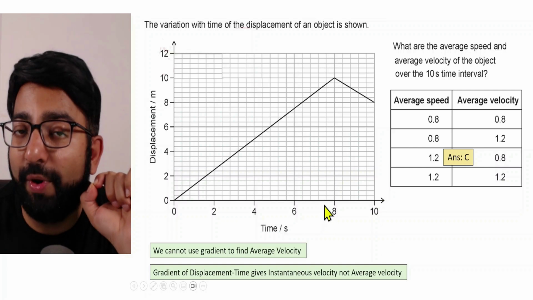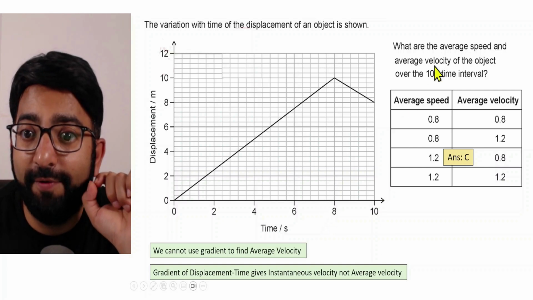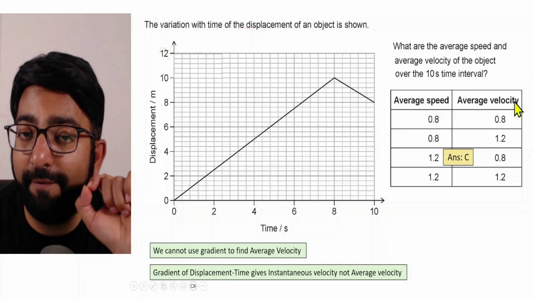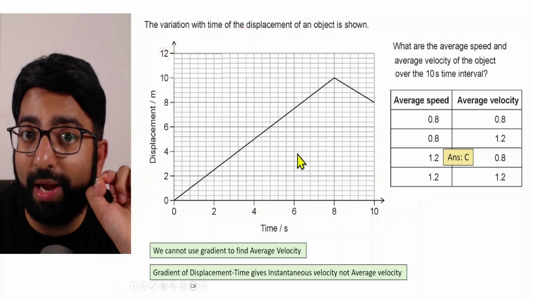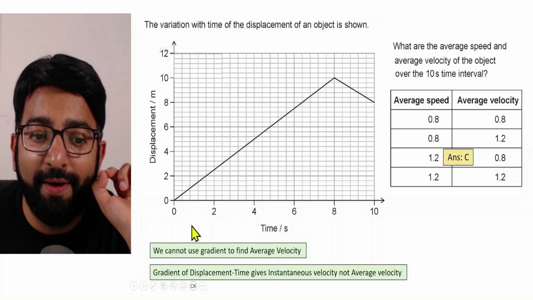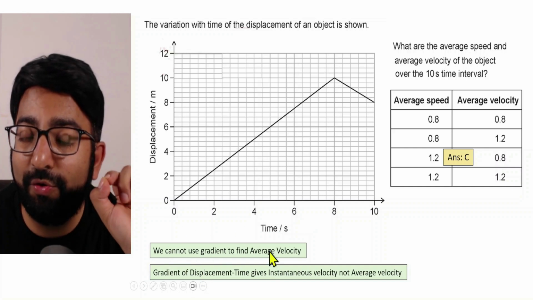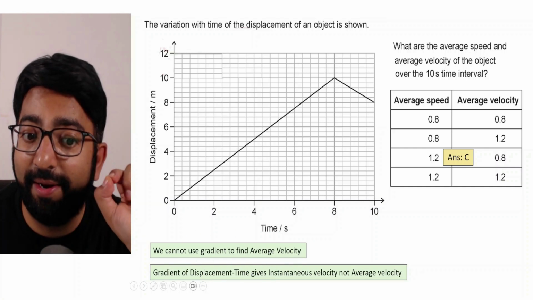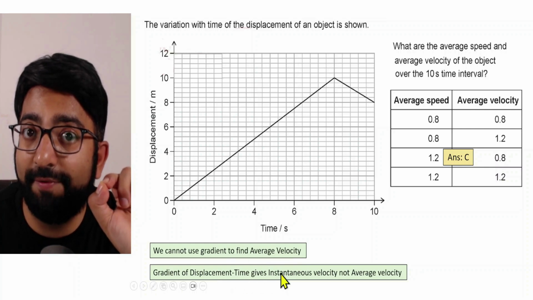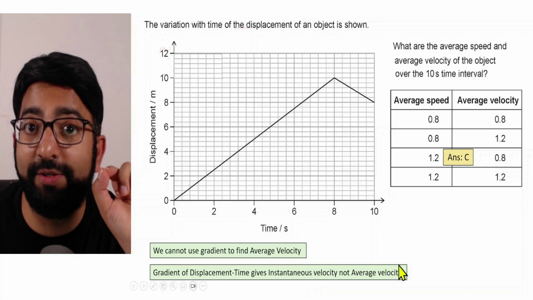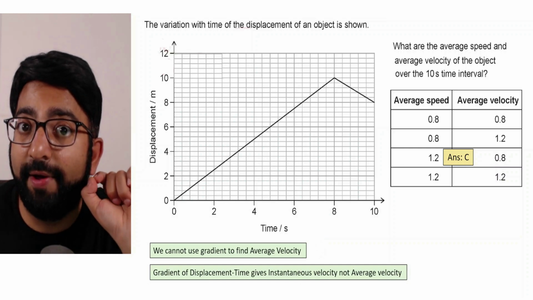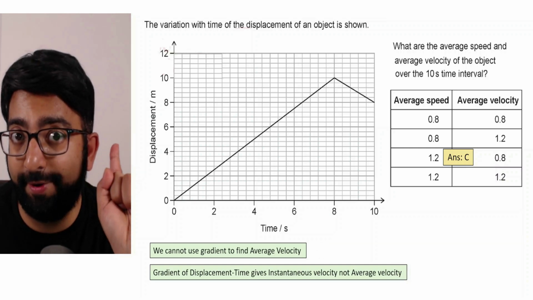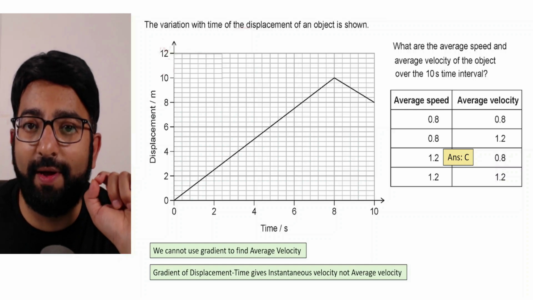Now, this is that same question which we had done earlier, where we found the value of average speed and average velocity. But why I have placed this question again is just to drive home a point. Let's read. We cannot use the gradient to find the average velocity. Gradient of a displacement time graph gives us instantaneous velocity and not the average velocity. And in the exam questions, be very careful. Are we finding the average values or the instantaneous values?